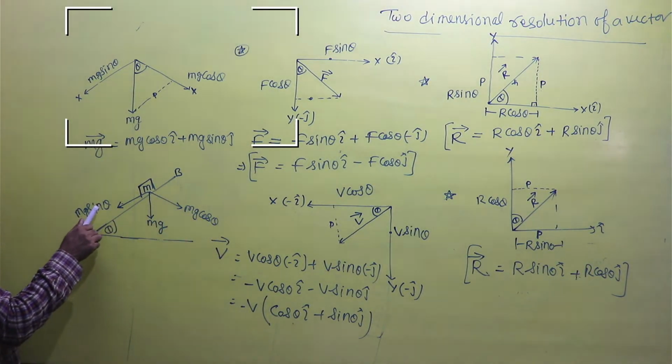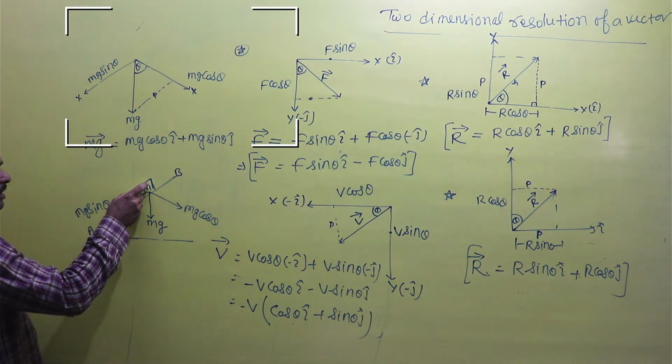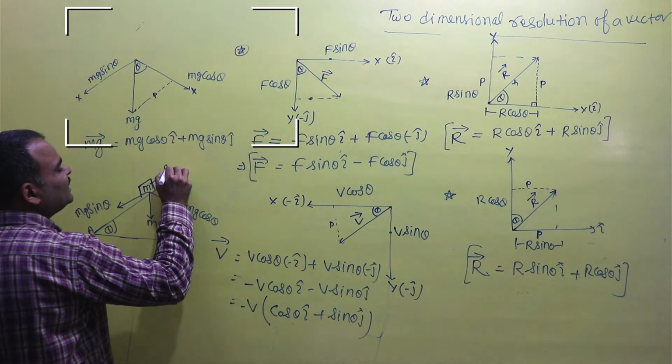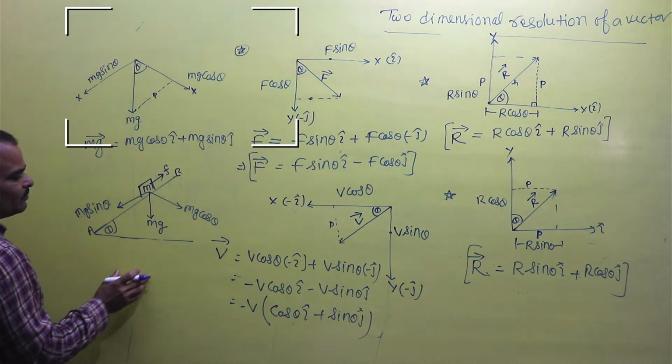Since the force mg sin theta tries to move the object downward, a force of friction is created in the opposite direction, because the force of friction is the force of reaction.